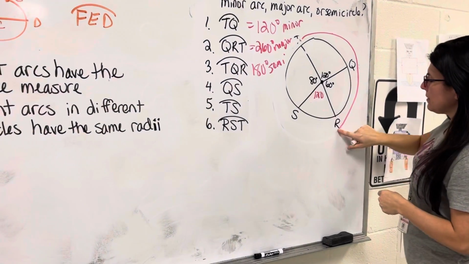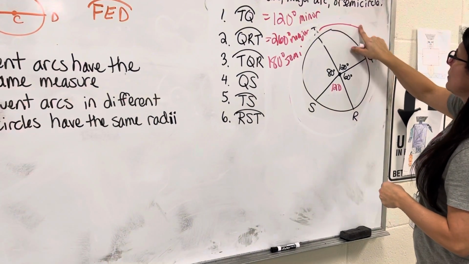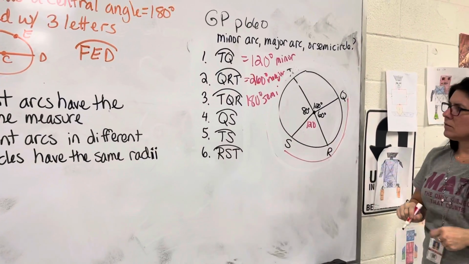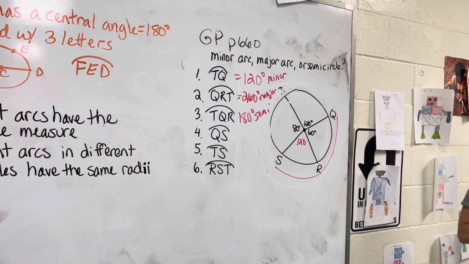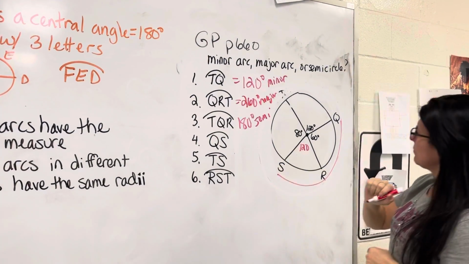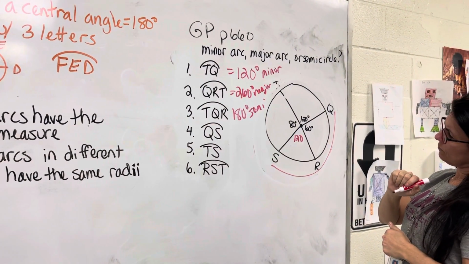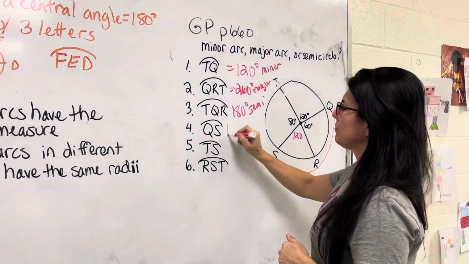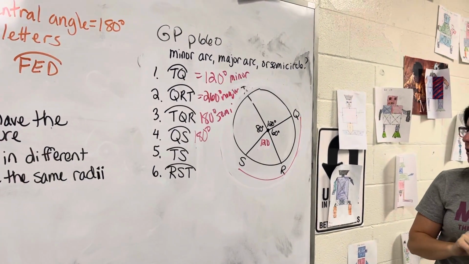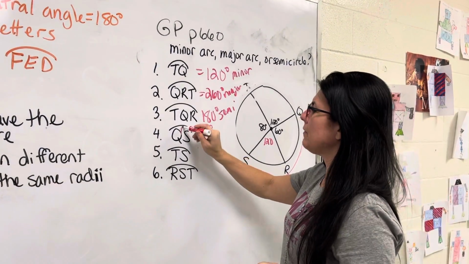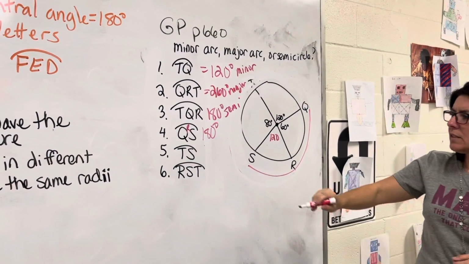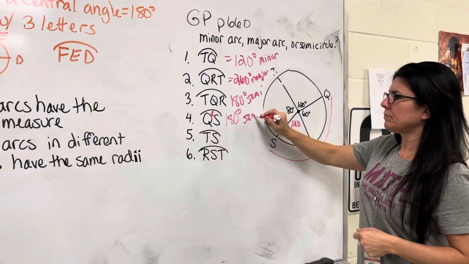How about QS? From Q to S. What's the measurement of that one? 180. And that one should have a middle letter there. That should be QRS because it's 180. Because that's what we had just talked about over here with semicircles. So this one's a semi, it's 180.